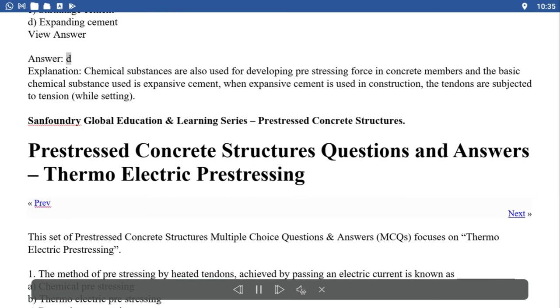Answer: D. Explanation. Chemical substances are also used for developing pre-stressing force in concrete members, and the basic chemical substance used is expansive cement. When expansive cement is used in construction, the tendons are subjected to tension while setting.